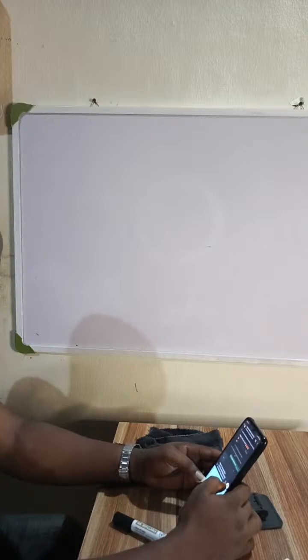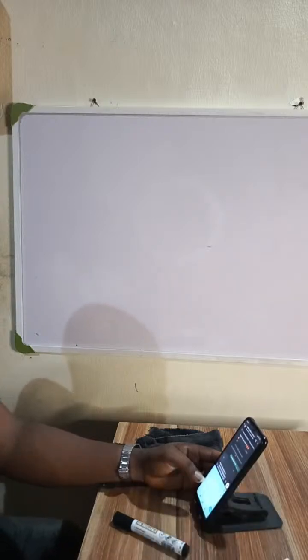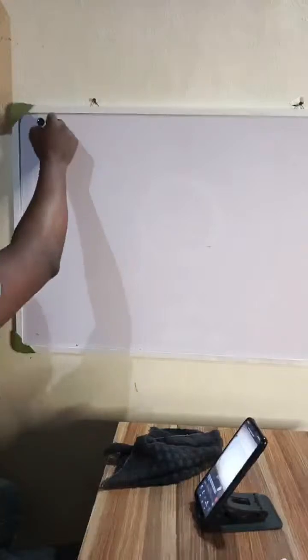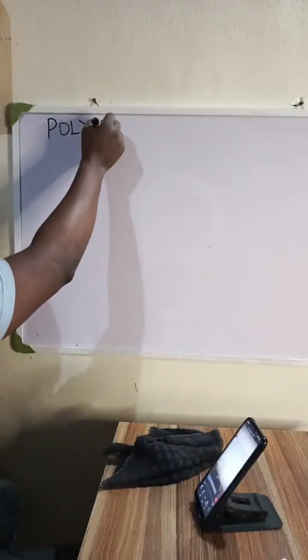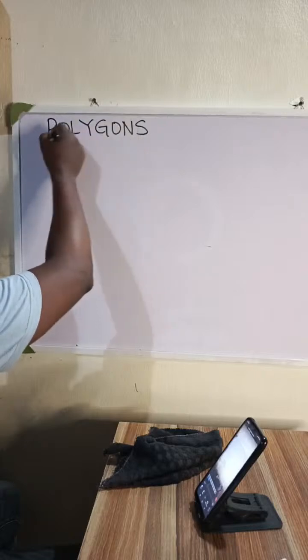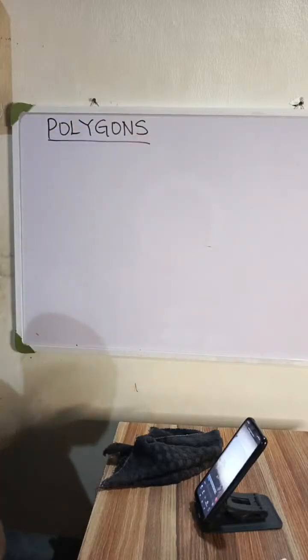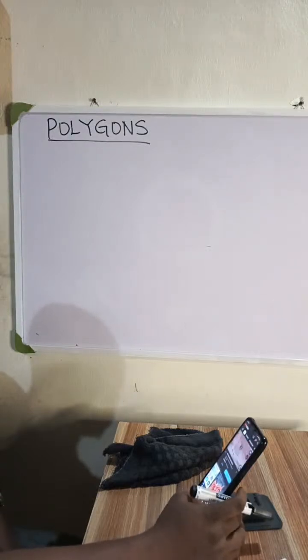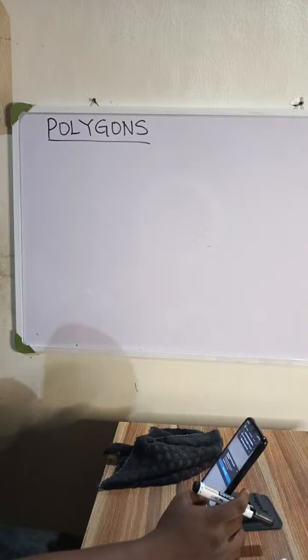So we're almost ready. Okay, so today we are looking at polygons. We are continuing with our lesson on angles, triangles, and polygons. Okay, so let's start. That's what we are looking at today.